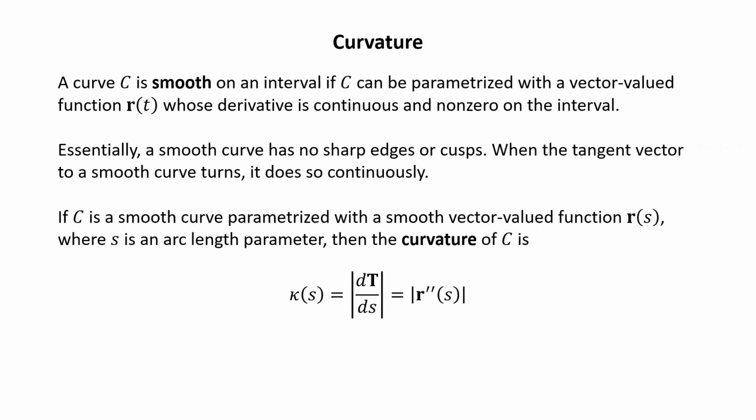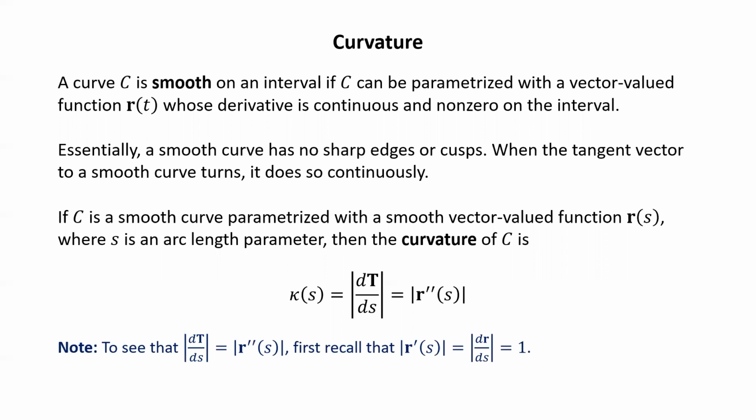If C is a smooth curve parametrized with a smooth vector-valued function R of S, where S is an arc length parameter, then the curvature of C is written as kappa of S. That's the Greek letter kappa that we use for curvature. It's the length of the derivative of the unit tangent vector with respect to S, which is also equal to the length of R double prime of S. Let's check that those two things are equal.